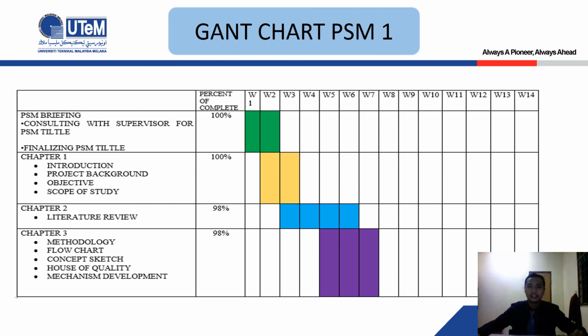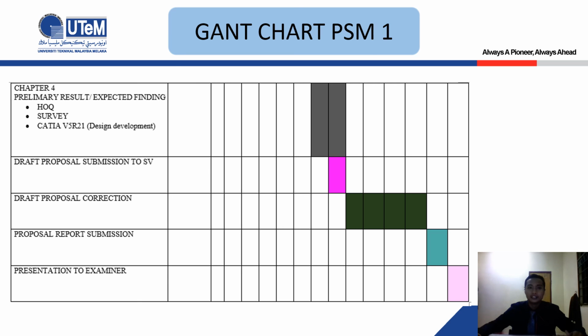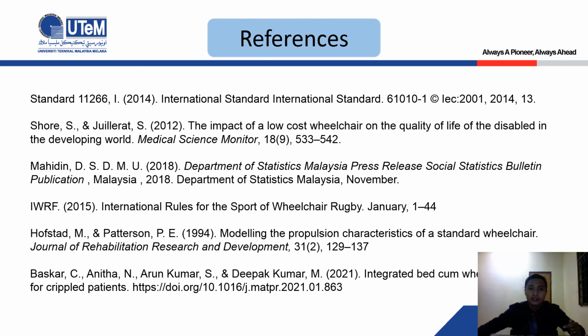So, this is my Gantt chart for PSM1. In total, I have 14 weeks for PSM1. So, I have decided and distributed each progress based on the Gantt chart as shown in the slide. As you can see, this Gantt chart shows from the PSM briefing until chapter 3, which is methodology and so on, from week 1 until week 7. Next, this slide shows the Gantt chart from chapter 4 until presentation to the examiner, from week 7 until 14. So these are some references that I used in my study.